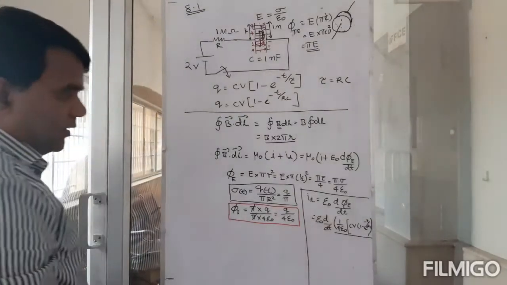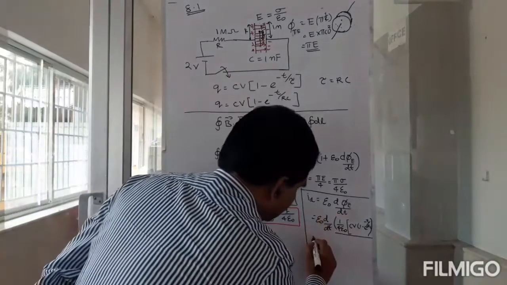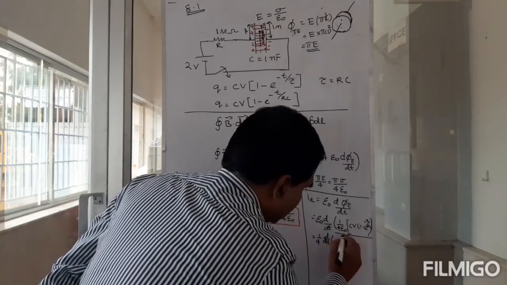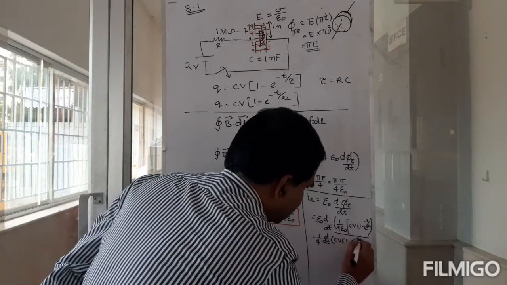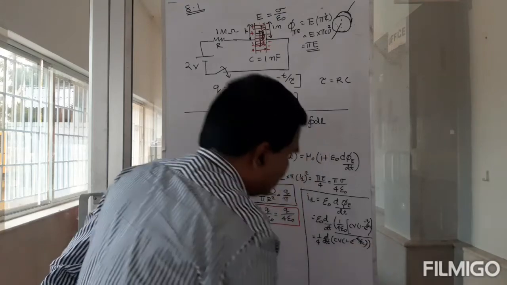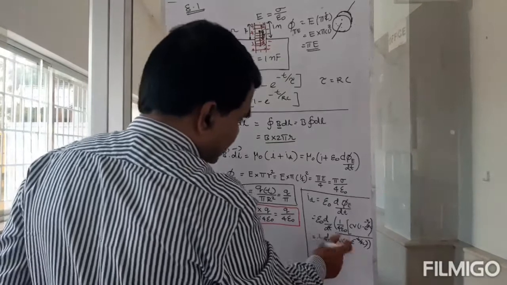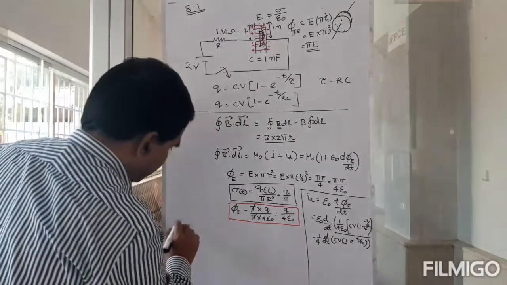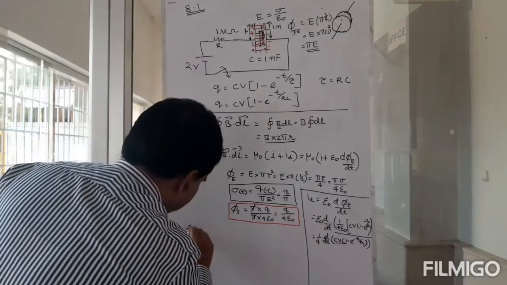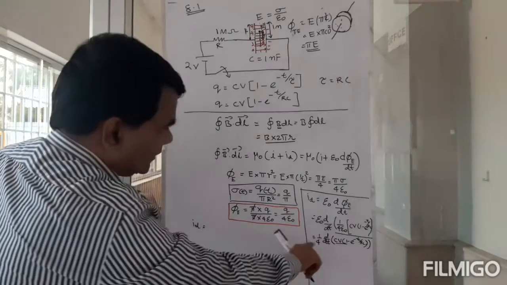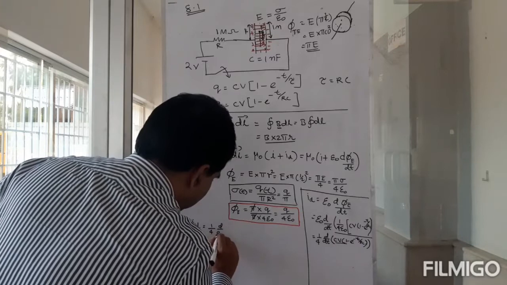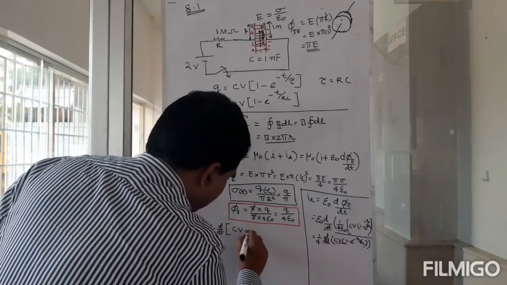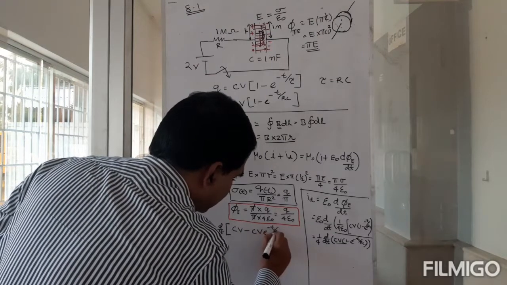I can take 1 by 4 epsilon naught out. If I take it out, then this epsilon naught will cancel, and I have 1 by 4 d by dt of CV into 1 minus e to the power minus t by RC. If you differentiate this, okay, I'll expand it. So ID is equal to 1 by 4 into d by dt of, multiplying this out, CV minus CV e to the power minus t by RC.